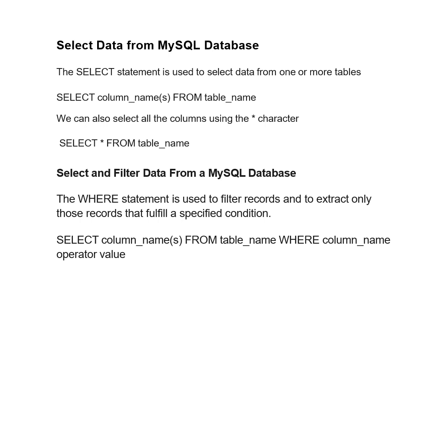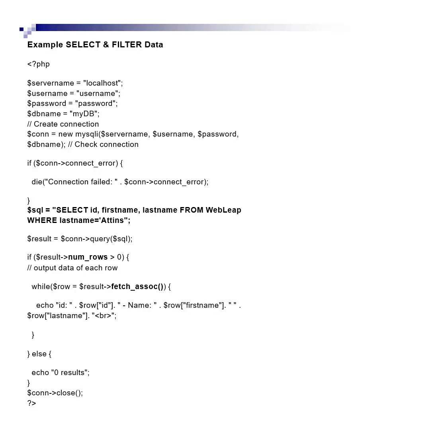How to select and filter data from a MySQL database. The where statement is used to filter records and to extract only those records that fulfill a specific condition, as we can see in the generic example. Here we can see a full code example which includes the process of select and filter data from a MySQL database.